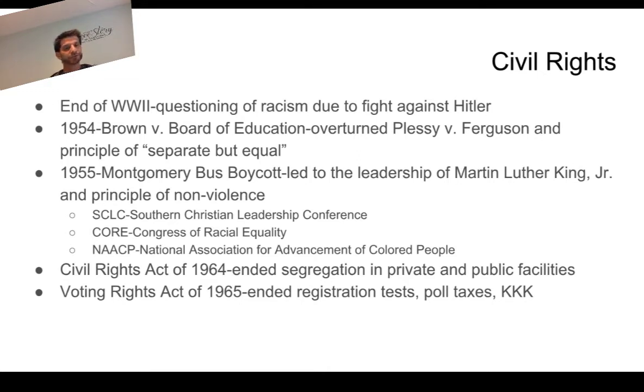There were three major organizations that picked up on Martin Luther King's beliefs: SCLC, the Southern Christian Leadership Conference; CORE, the Congress of Racial Equality; and the NAACP, the National Association for the Advancement of Colored People, which had been around for some time but continued with Martin Luther King's ideas. This all led up to the two major acts that changed the way things were being done in the country. The Civil Rights Act of 1964, which allowed the government to end segregation in private and public facilities, and the Voting Rights Act of 1965, which ended the registration tests and poll taxes, and went after the KKK to stop them from stopping black people from voting in the South.